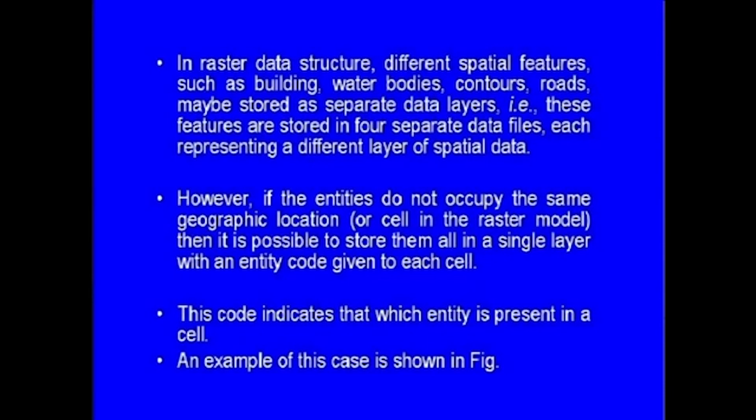In raster data structure, different spatial features such as buildings, water bodies, contours and roads may be stored as separate data layers. That is, these features are stored in 4 separate data files, each representing a different layer of spatial data. However, if the entities do not occupy the same geographic location or cell in the raster model, then it is possible to store them all in a single layer with an entity code given to each cell. This code represents which entity is present in a cell. An example of this case is shown in the next figure.